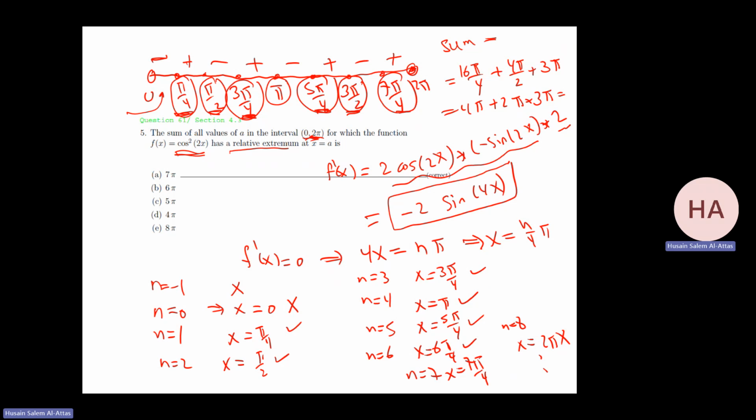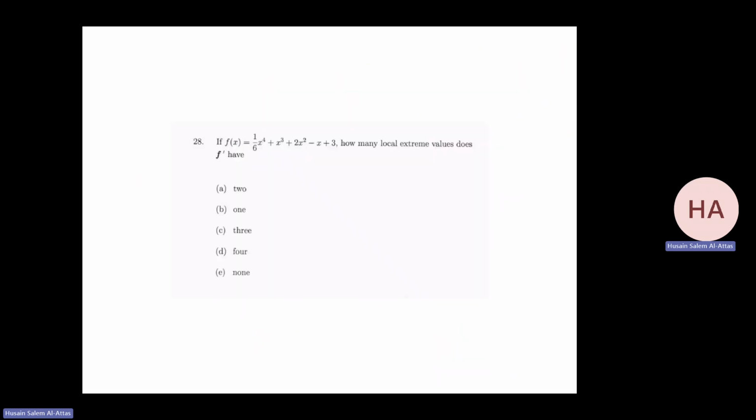And pi, not 3 pi, sorry. This is pi only. Since I don't have 2 pi, 2 pi is not in it, it's an open interval. So that'll give me 7 pi. Yeah, that'll give me 7 pi, which is this. Okay, this function is this.